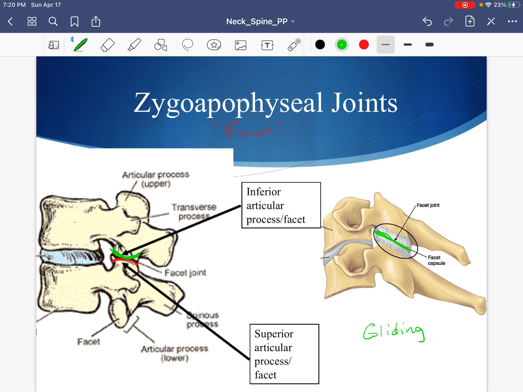The type of motion is just gliding. So we don't see a lot of gross movement here, but we see some gliding. And it might only be a couple degrees here and there, but it does help the overall motion of the vertebral column.